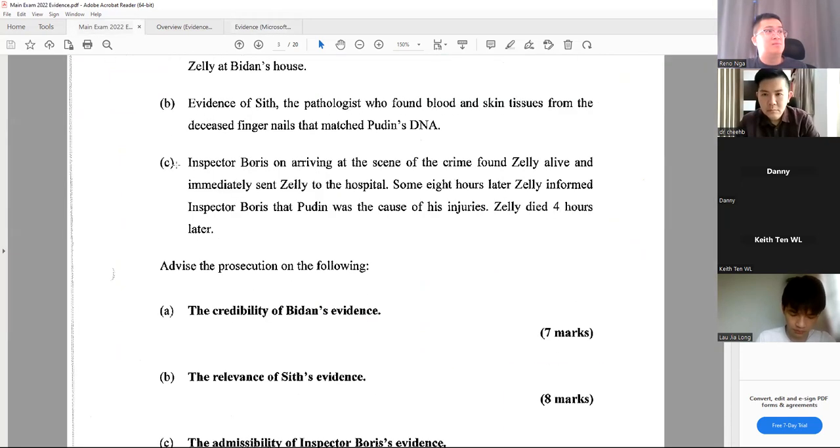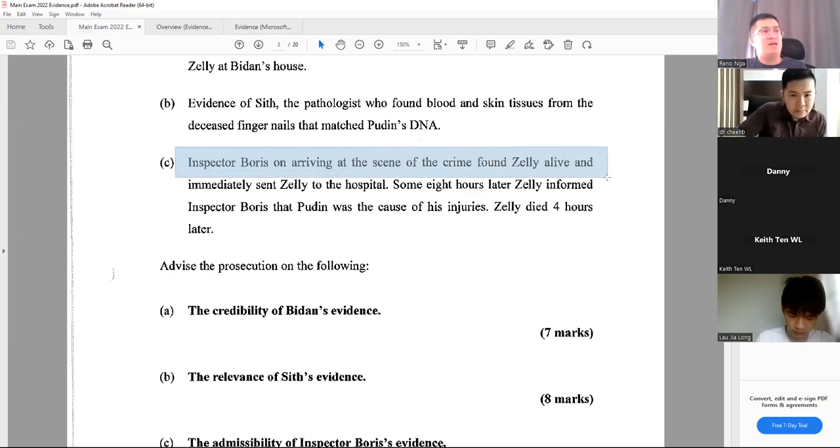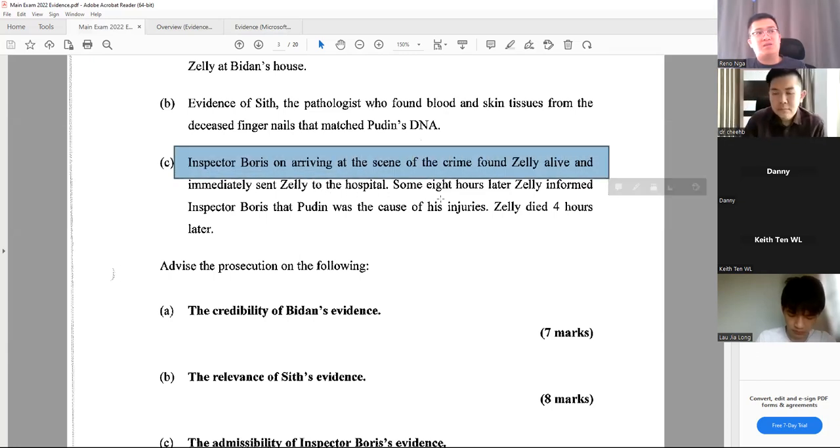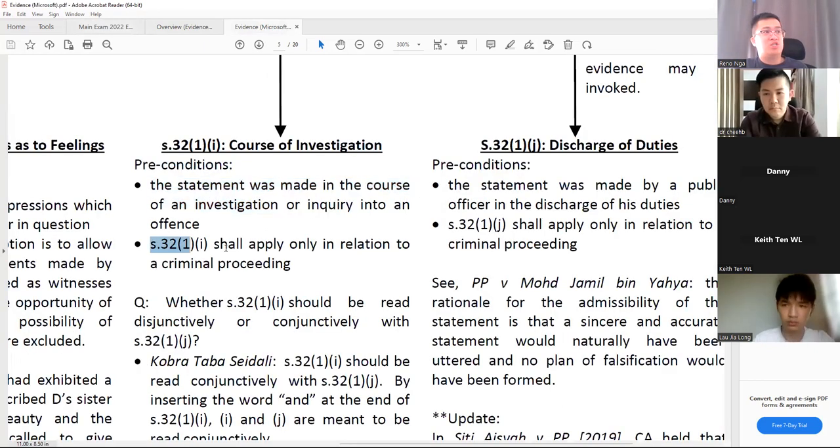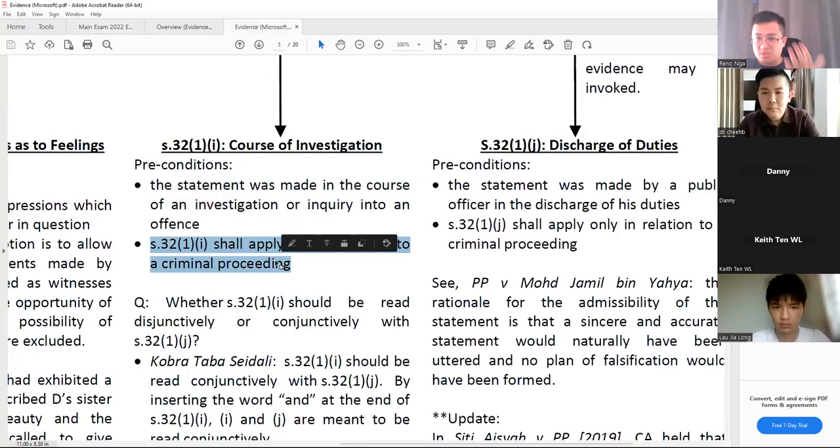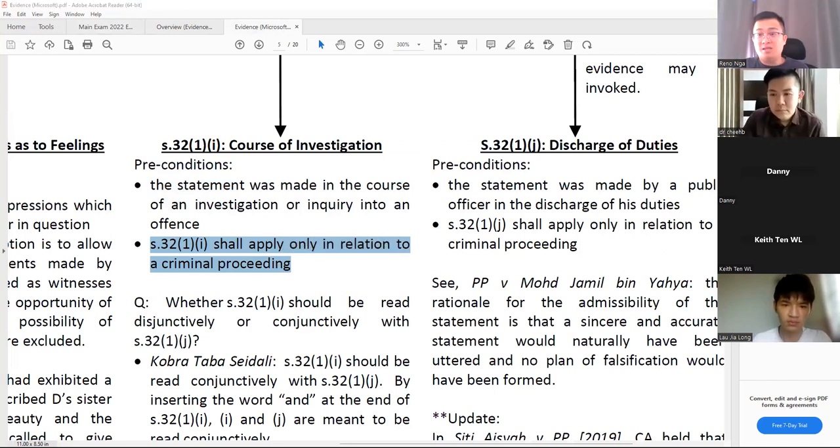Why? Because Inspector Boris, on arriving at the scene, found Zeli alive and sent him to hospital. So Zeli informed Boris. Why was Inspector Boris there? Because of the investigation, no? So we are satisfied on this requirement. And also, it shall only apply to criminal proceedings. This is certainly a criminal proceeding as well, right? So I think all requirements are satisfied. So we can use section 32, sub 1A and I or J, okay?